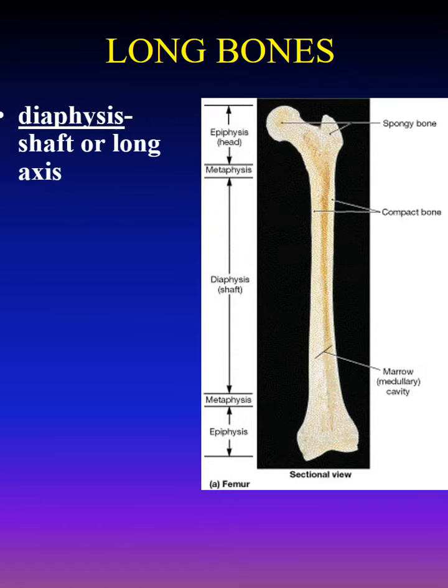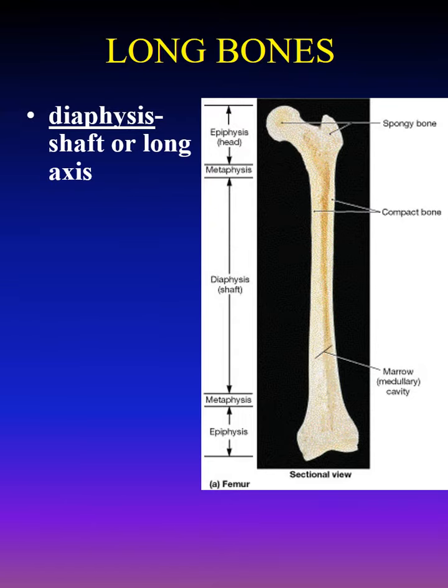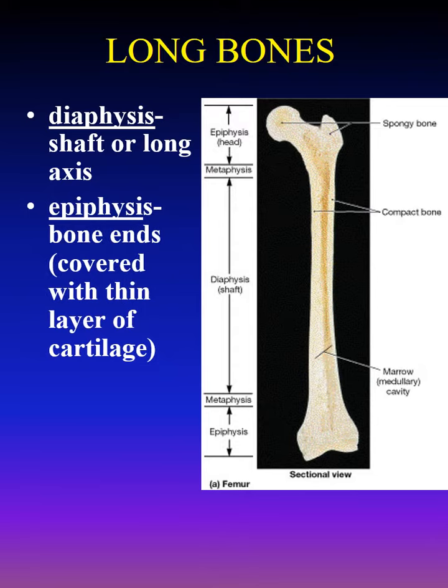General structures of long bones include the diaphysis, which is the shaft of the long bone, the middle portion of the long bone. This tends to be elongated and also cylindrical. The epiphysis is at each end of the long bone. These tend to be a little bit knobby in appearance because they are responsible for strengthening the joint and also providing added surface area for bone-to-bone articulation.